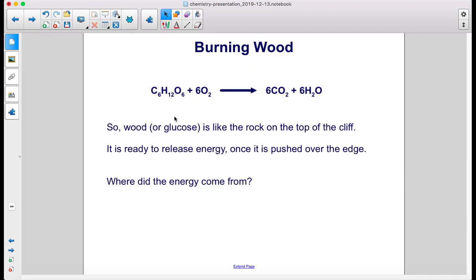So wood, or glucose, is like the rock on the top of the cliff. It is ready to release energy once it's pushed over the edge. Where did the energy come from?